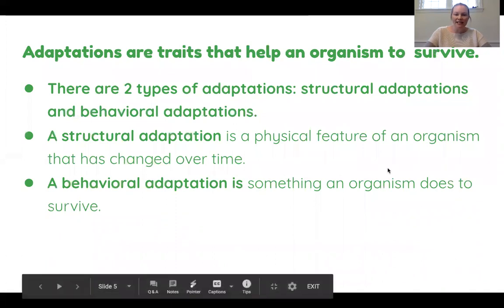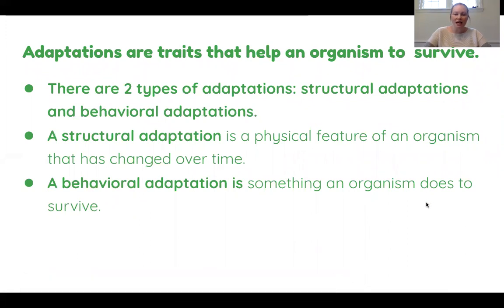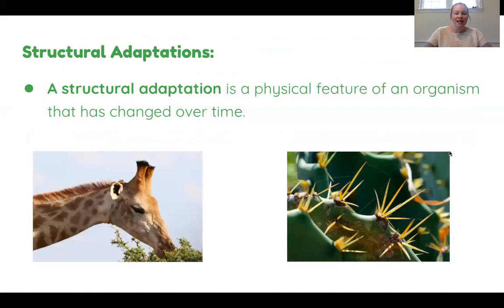Adaptations are traits that help an organism to survive. There are two types of adaptations: structural adaptations and behavioral adaptations. A structural adaptation is a physical feature of an organism that has changed over time. A behavioral adaptation is something an organism does to survive. Today, we're going to start by talking about structural adaptations.